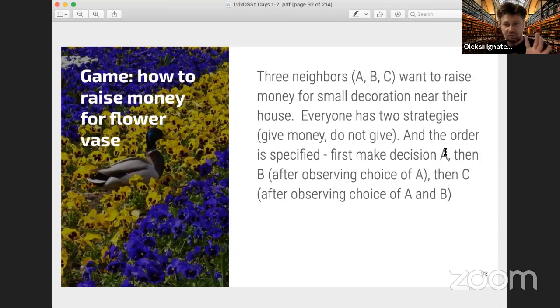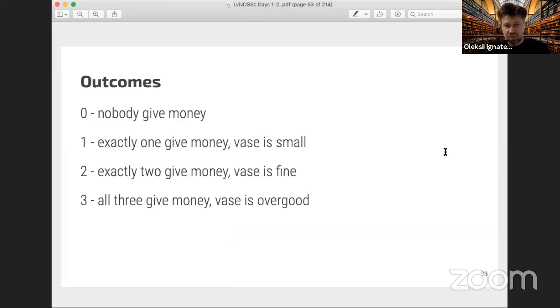So this is the set of players and the set of their strategies. Now, what are the possible outcomes? Well, if nobody gives money, no decoration will be made. If exactly 1 gives money, the decoration is small. If exactly 2 give money, then the decoration is fine. And if all 3 give money, it's a little bit too much for this decoration.